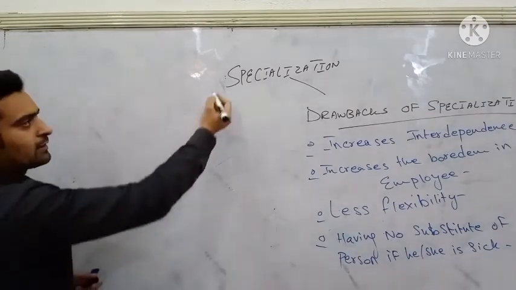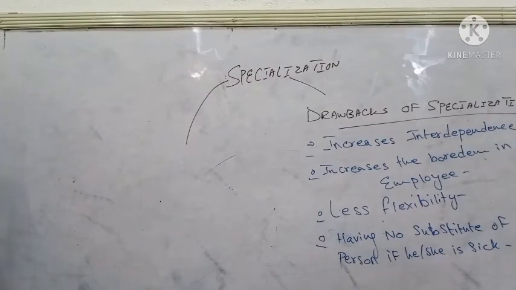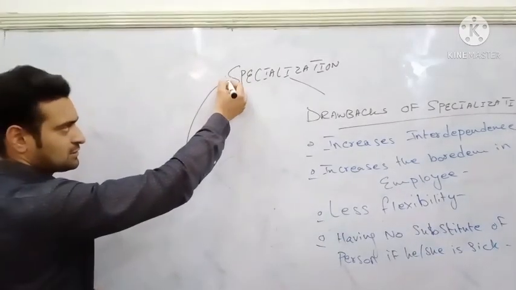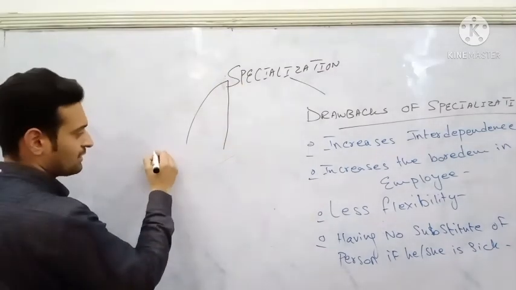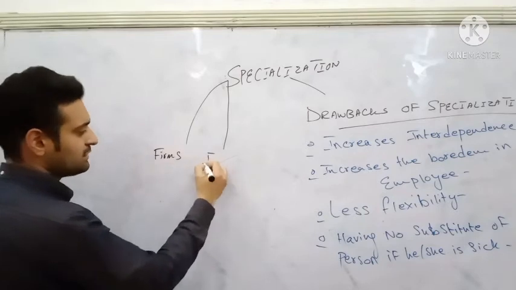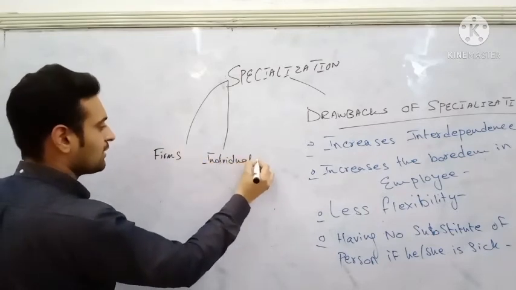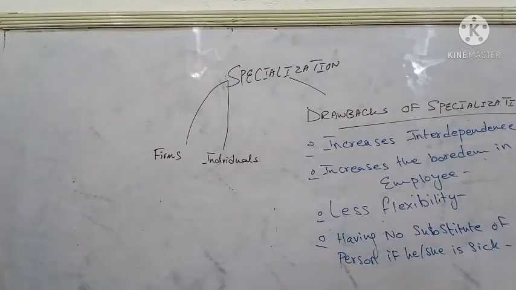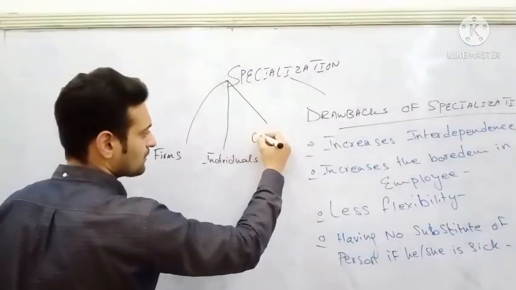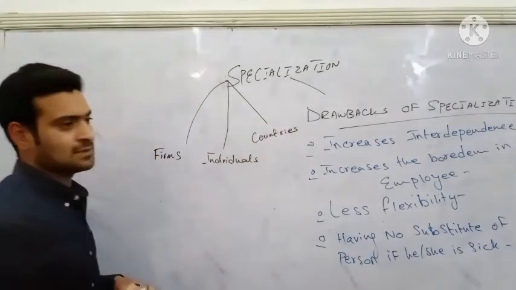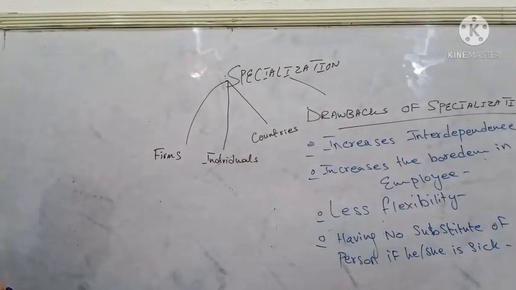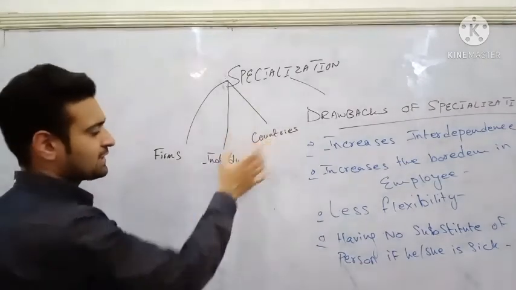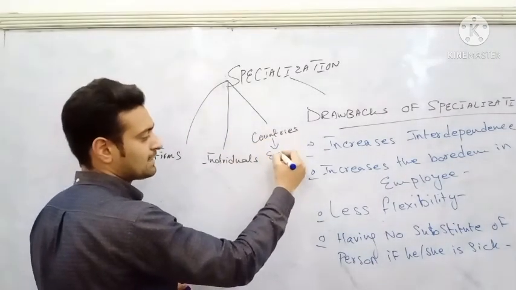Okay, so what do you think? Is specialization only adopted by individuals? No. Specialization is also adopted by business organizations, or you can say firms, individuals, as well as by countries. If we talk about Pakistan, we export sports goods, surgical goods, and textile goods, but we usually do not export machinery because we do not have much specialization in those products. So the specialization of countries can be judged by the exports of that country.